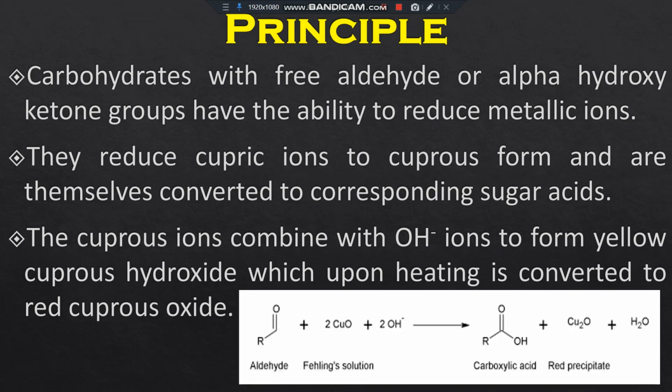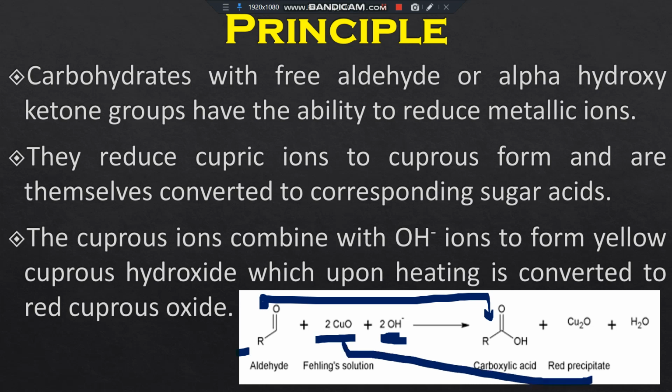cuprous oxide. In simple form we can say, we have an aldehyde, that is the carbohydrate, and this is CuO. How we get that CuO, we will see. And this is from the alkaline environment. So this carbohydrate is going to be converted into the corresponding acid. This CuO is converted into Cu2O, and this is going to be precipitated.